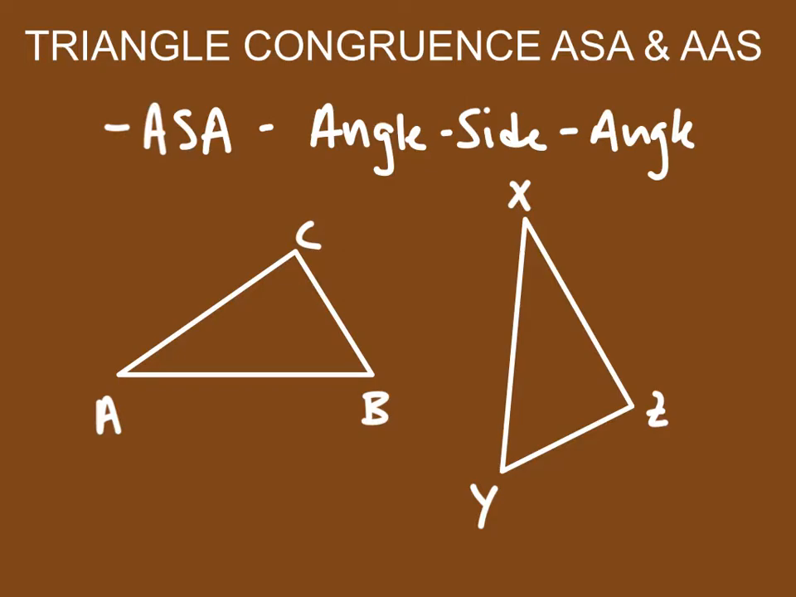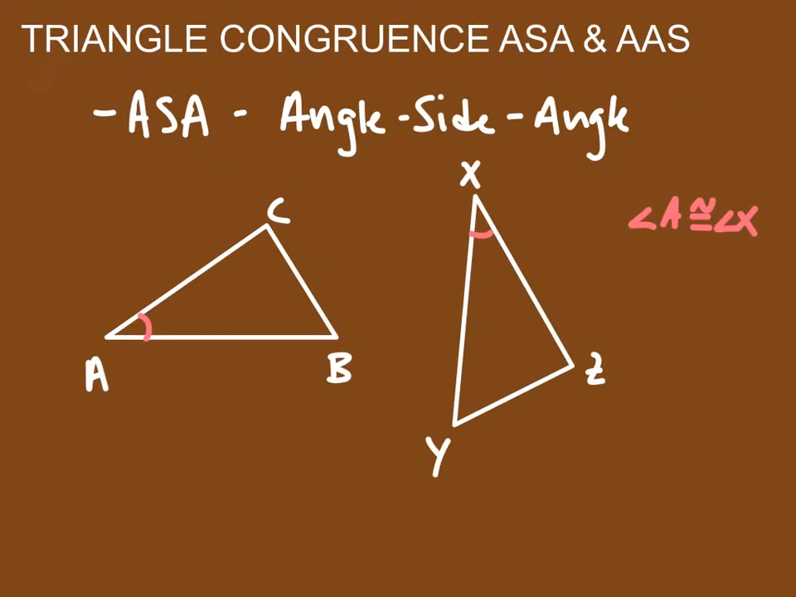If I'm talking about angle, side, angle, what I want to do is show that in one triangle, angle A is congruent to angle X, and that the segment length of AB is congruent to the segment length of XY. And lastly, I want to be given that angle B is congruent to angle Y.